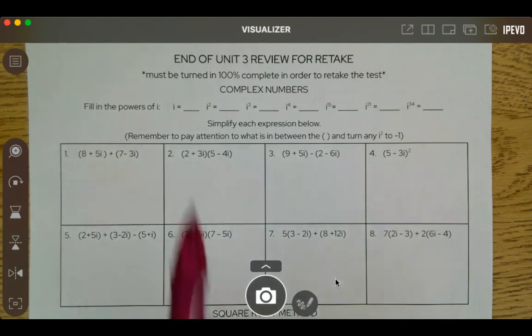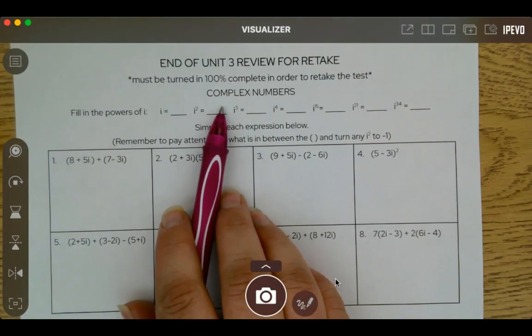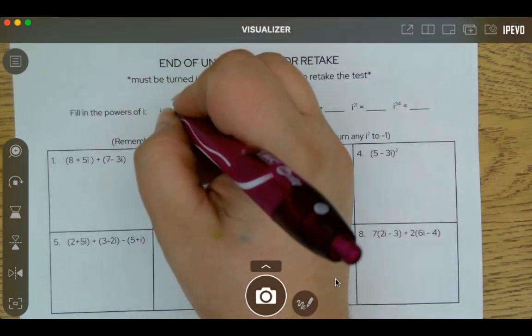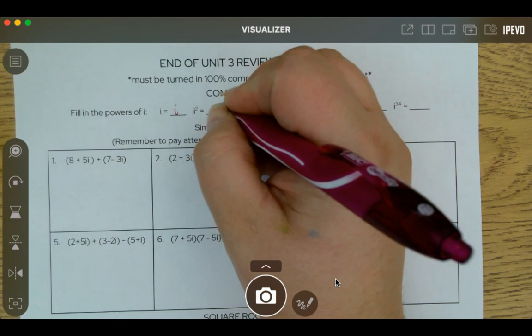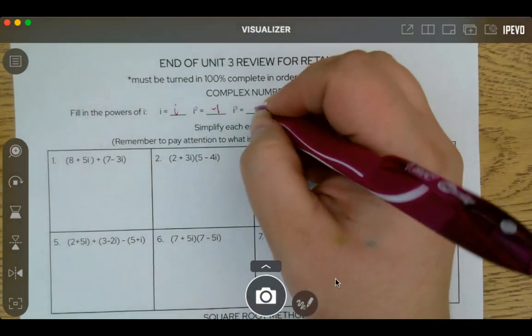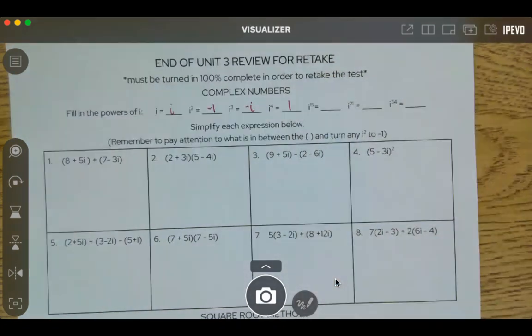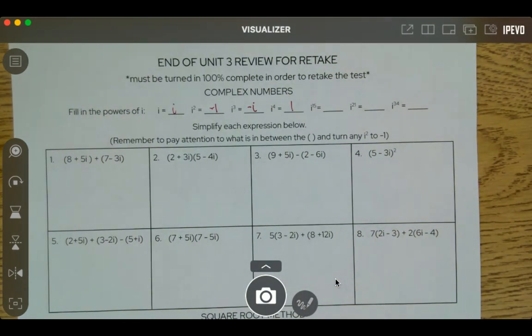So I'm going to start off with complex numbers. And we're going to fill in the powers of i. So i to the first power just stays i, i squared is -1, i to the third power is -i, and i to the fourth power is 1. All of the other powers of i can be repeated in this pattern.